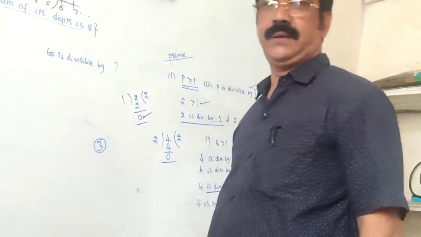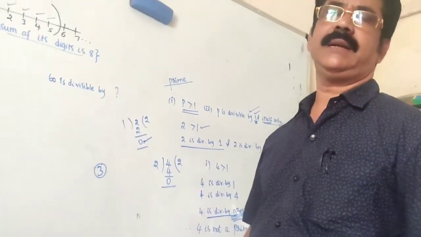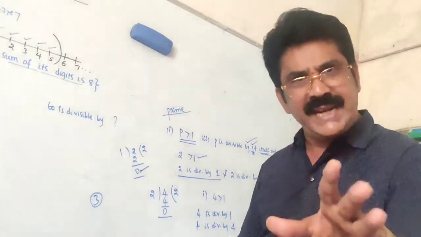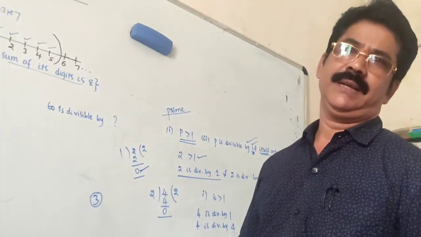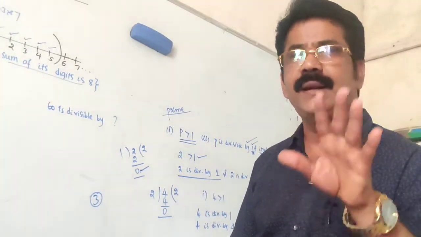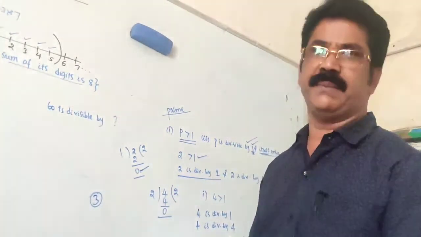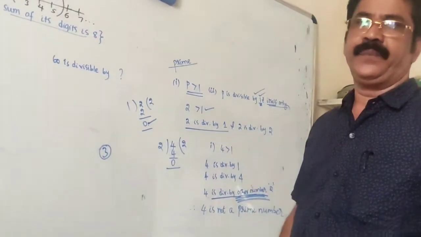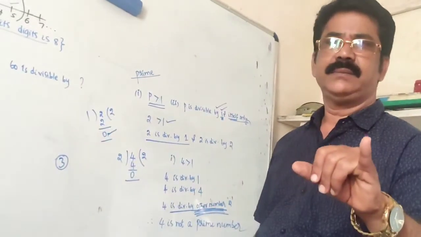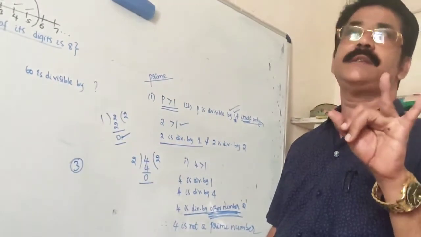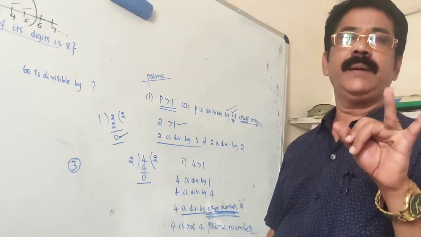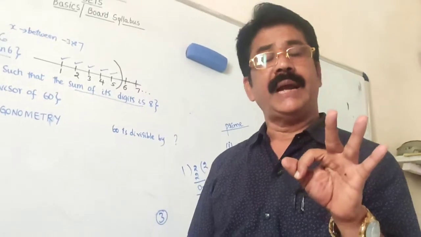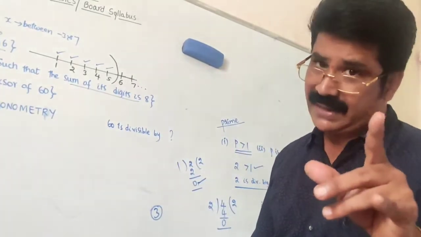Next 3. Let us take 3. Of course it is greater than 1. 3 is divisible by 1 and 3 is divisible by 3, means itself only. 3 is not divisible by any other number. Therefore 3 is a prime number. But 4 is not a prime number. Next consider 5. 5 is greater than 1. First condition over. 5 is divisible by 1. Second condition over. 5 is divisible by itself, means 5. And 5 is not divisible by any other number.